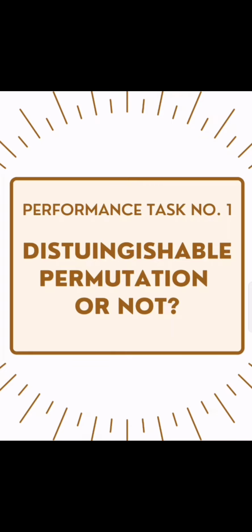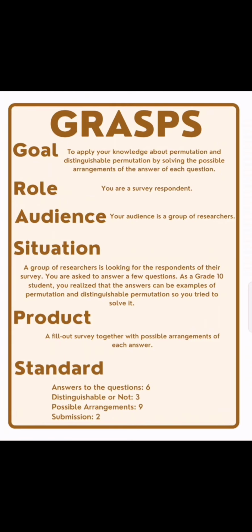We're discussing performance task numbers 1 and 2 for the third quarter. Performance task number 1 is titled Distinguishable Permutation or Not. From the title itself, you have an idea that the topic is about distinguishable permutation. What is the grasp of this PT? The goal of this PT is to apply your knowledge about permutation and distinguishable permutation by solving the possible arrangements of the answer of each question.